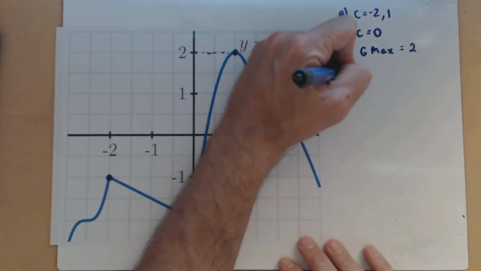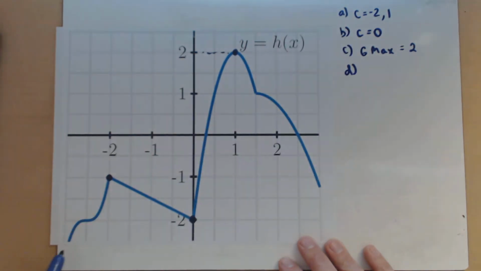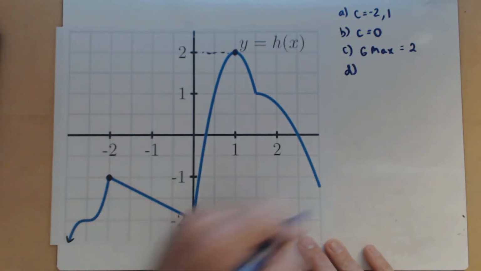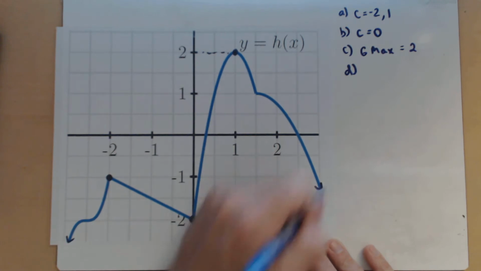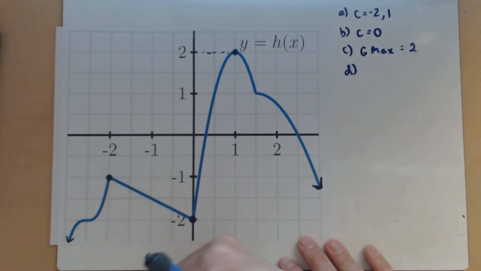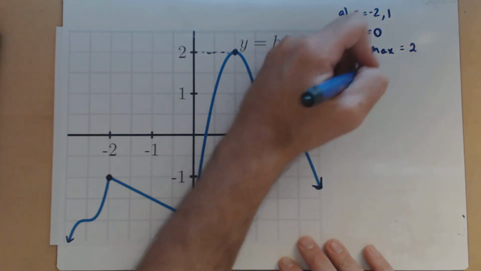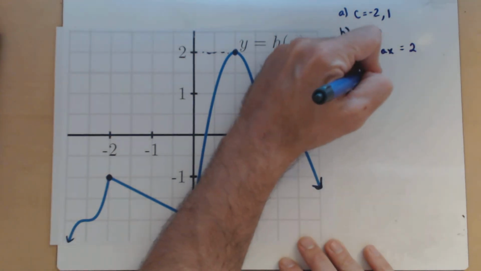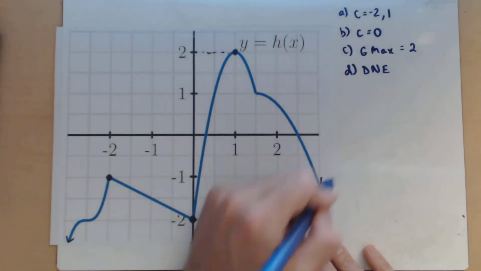Now, D asks for a global minimum. Well, notice here our function just keeps going down at both ends. So there is no global min because it's going to go down to -infinity as far as we can tell. So we would say the global min does not exist.